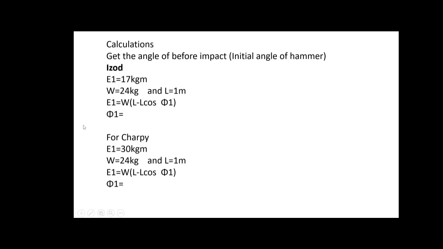So once we know E1, we can calculate phi 1. For the Izod condition, E1 is equal to 17 kilogram meter, W is equal to 24 kg, L is equal to 1 meter, and we get the value of phi 1. We are getting some 73 degree, 21 minutes or so. And for Charpy, the initial energy is 30 kilogram meter, W is 24 kg, and L is equal to 1 meter. We can calculate the value of phi 1. It is something around 104 degree.